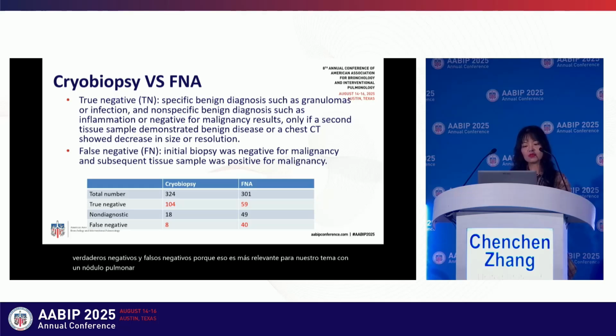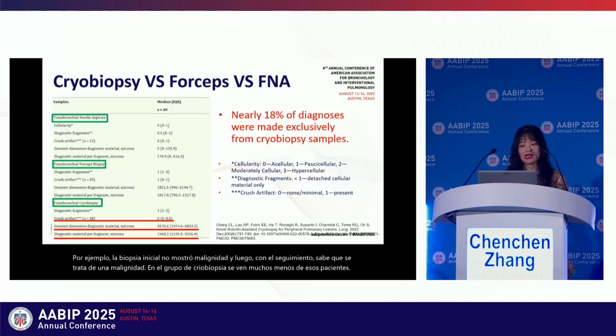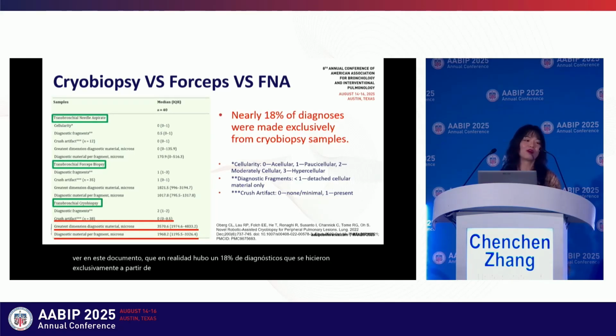If you take a look at the cryobiopsy true negatives, they do a little bit better, meaning they tend to give you a higher yield when this is a benign disease. And with the false negatives, for example, where the initial biopsy did not show malignancy and then with follow-up you know this is malignancy, in the cryobiopsy group you do see a lot fewer of those patients. Very nice. This slide essentially showed very similar results. You can actually see in this paper that 18% of diagnoses were made exclusively from cryobiopsy. Again, really nice tool, but it costs a little bit more.